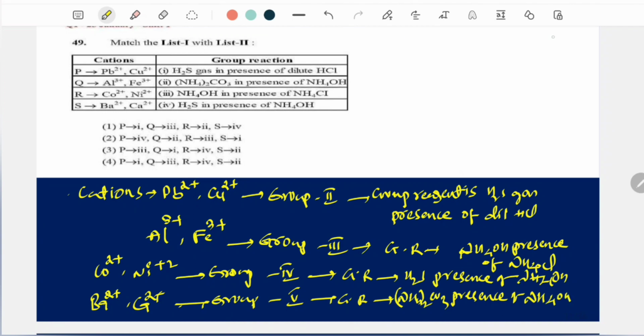Let's check our options. See, P, lead plus 2, copper plus 2. P is related to what? H2S in presence of HCl. It becomes P1. Now Q is Al plus 3, Fe plus 3. It is related to ammonium hydroxide in presence of ammonium chloride. Yes. Now cobalt plus 2 and nickel plus 2 are related to H2S in presence of ammonium hydroxide. Barium plus 2, calcium plus 2 are related to ammonium carbonate in presence of ammonium hydroxide. So the option is the fourth one.